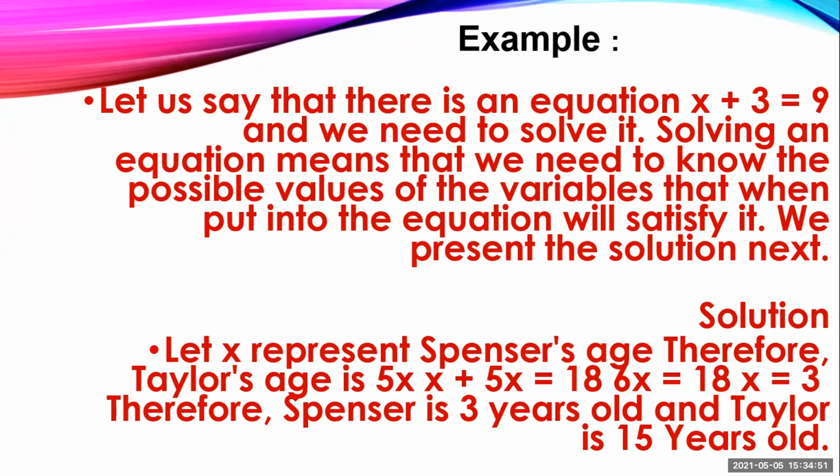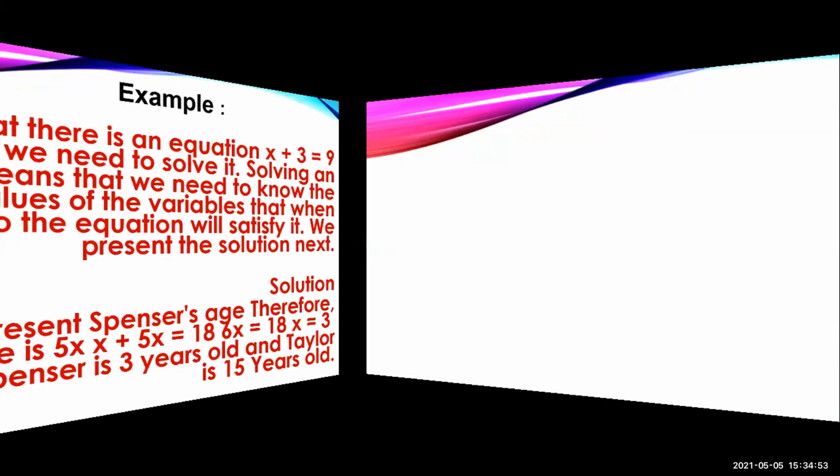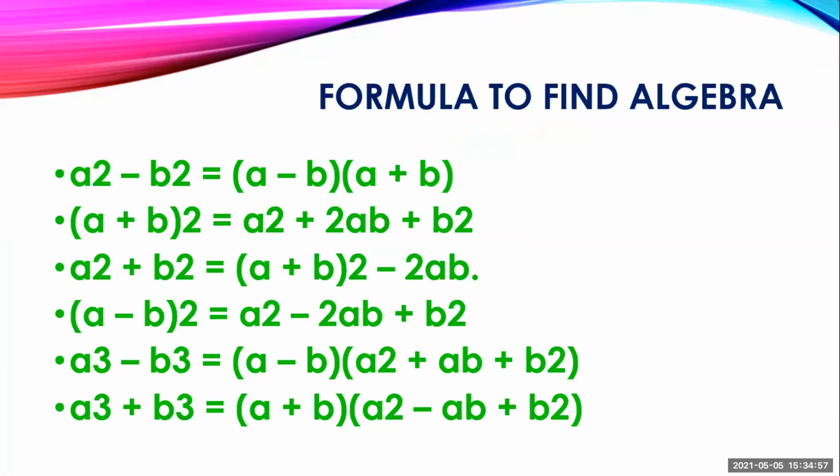Formulas to find algebra. a square minus b square is equal to a minus b times a plus b. a plus b whole square is equal to a square plus 2ab plus b square. a square plus b square is equal to a plus b whole square minus 2ab. a minus b whole square is equal to a square minus 2ab plus b square. a cube minus b cube is equal to a minus b times a square plus ab plus b square. a cube plus b cube is equal to a plus b times a square minus ab plus b square.